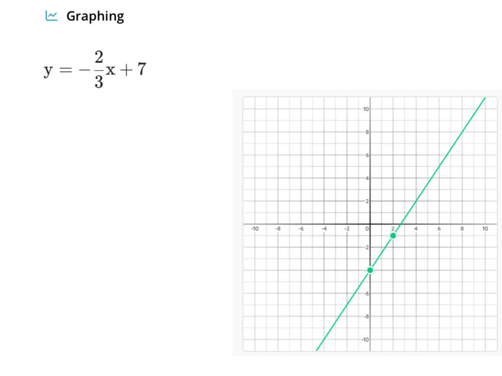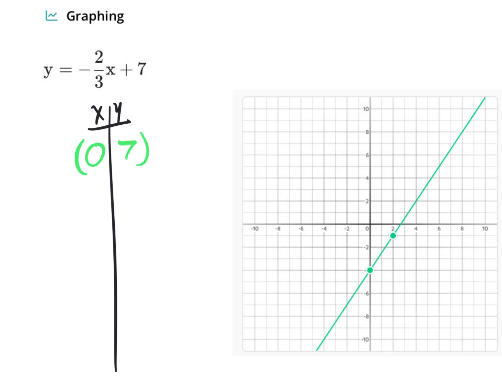Y is by itself. So we're going to jump right into an input-output table. We're going to use easy numbers. The easiest number to use is 0, because 0, when you plug it in, times anything, even if it's a fraction, even if it's a negative fraction, times 0 is going to be 0. And then 0 plus 7 is the easy answer, 7. So 0, 7 is an answer. So what I would do is take this dot and go to the coordinate 0, 7. So drag it up to here to 0, 7.